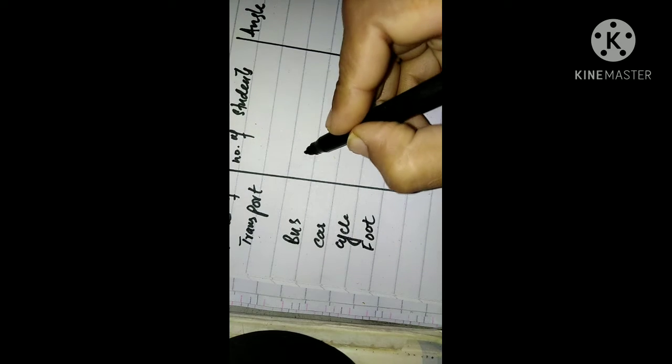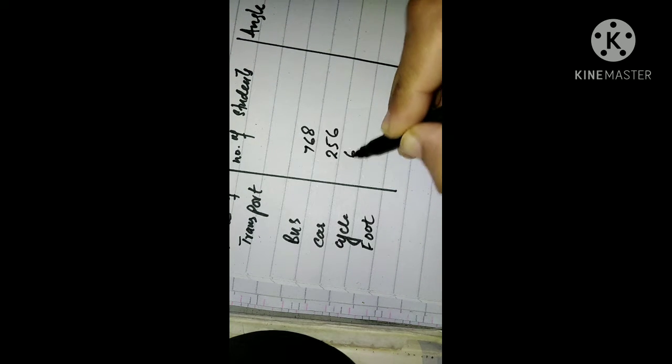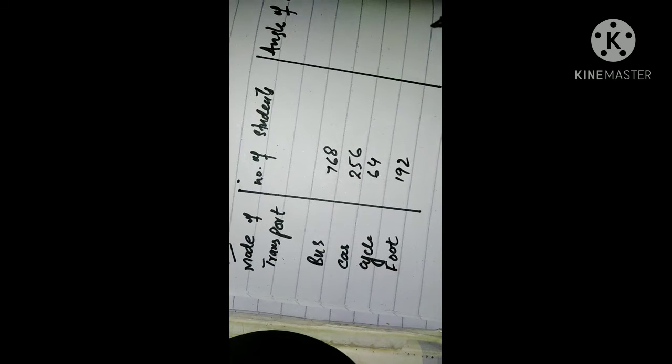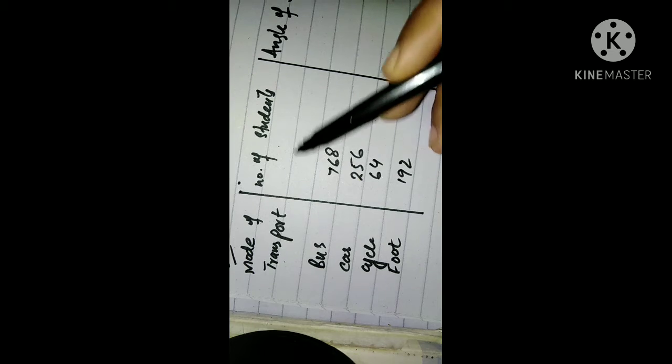car, bicycle and foot. Now you will write down the number of students: 768, 256, 64 and 192. Now you have to find out the angle of sector. For that you must know the total number of students. So you will add all these students.